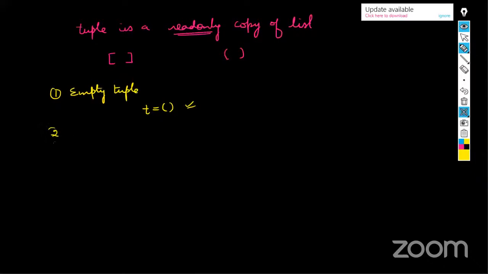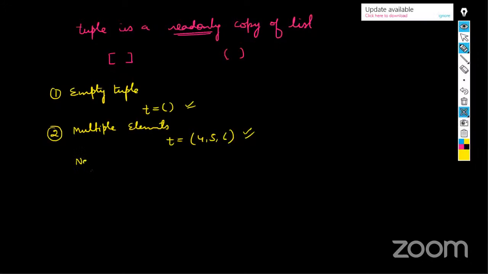Now let's say your objective is to create a tuple with multiple elements. How can you do it? Let's say t is, now you're writing 4, 5, 6. The concept is the same. Like in the case of a list, every element was separated with a comma. In the case of a tuple as well, every element gets separated with a comma. So this is the way we can create a tuple of multiple elements.